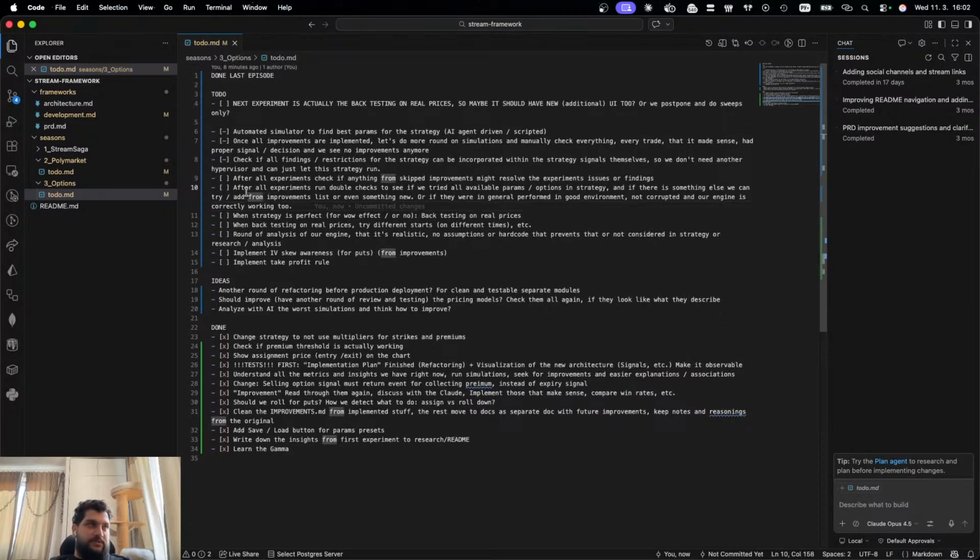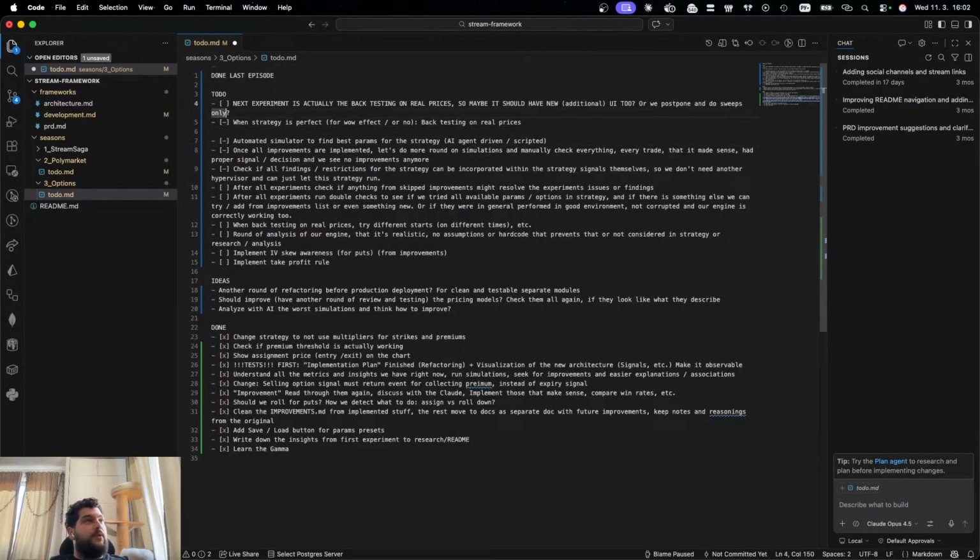Let's get back to this additional stuff we can work on. So when the strategy is perfect, backtesting on real prices, this is what we are doing now, but I think we can combine this one with the UI. When backtesting on real prices, try different starts. That's a round of analysis of our engine. It's realistic, with no assumptions or hard coded values that prevent what's not considered in the strategy or research analysis. Implement IV skew awareness for puts. This is probably what we've done already. Implement take profit rule.